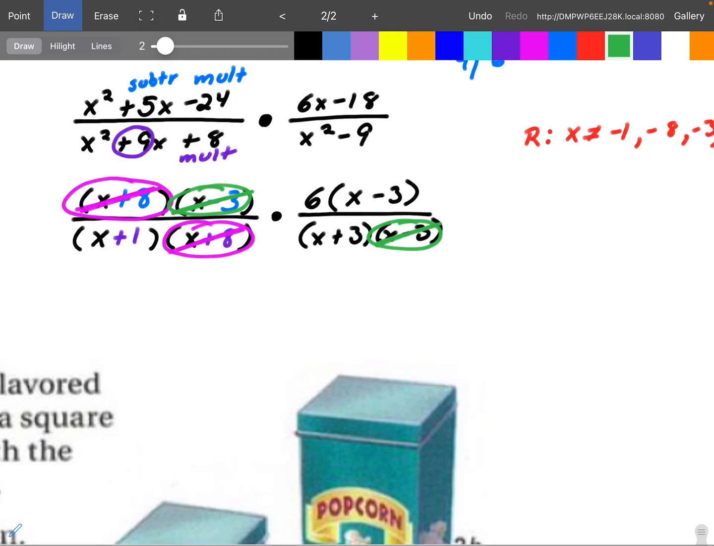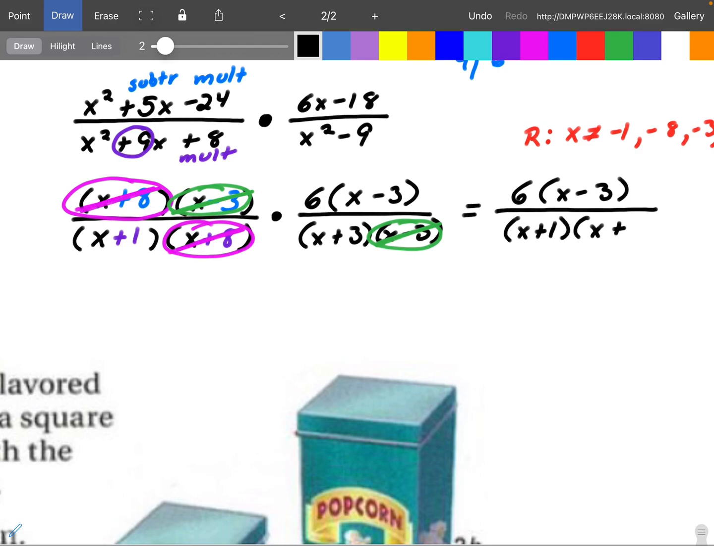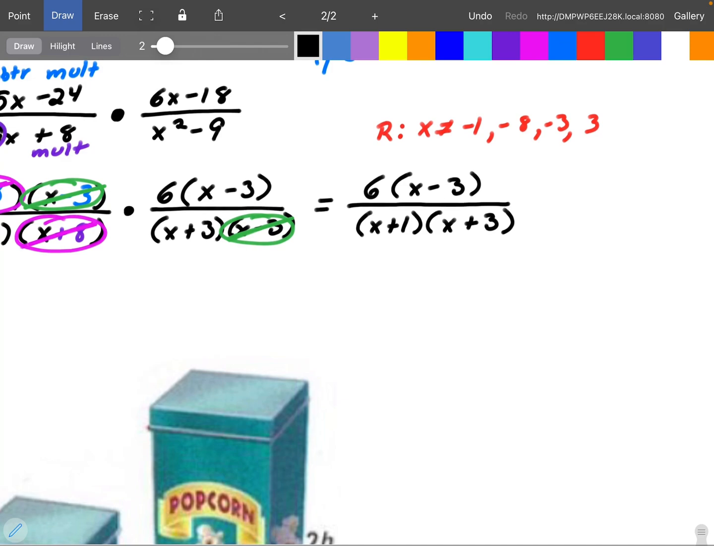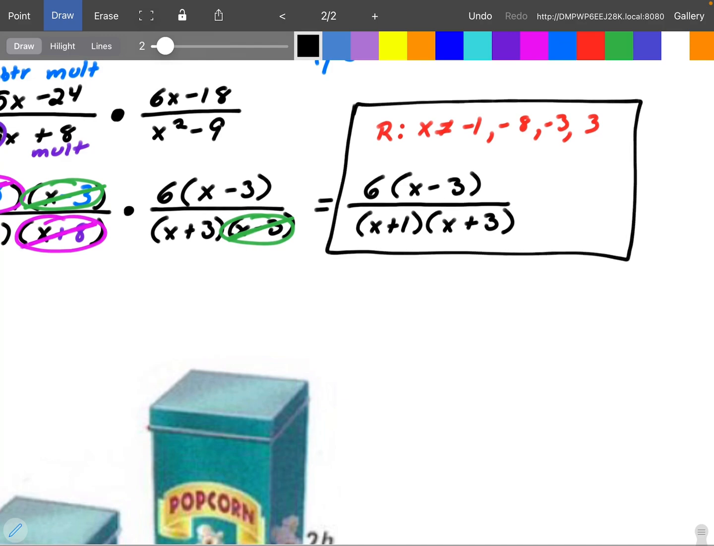Then if I look, I don't see anything else that's in common between the top and bottom. I don't have any numbers on the bottom that I could try to simplify with that 6. So that means I'm done simplifying. I'm just going to write down whatever's left. So on the top, the only thing that's left is the 6 and the x minus 3. On the bottom, the only thing that's left is an x plus 1 and an x plus 3. And so then that would be my answer, along with the restrictions on x.